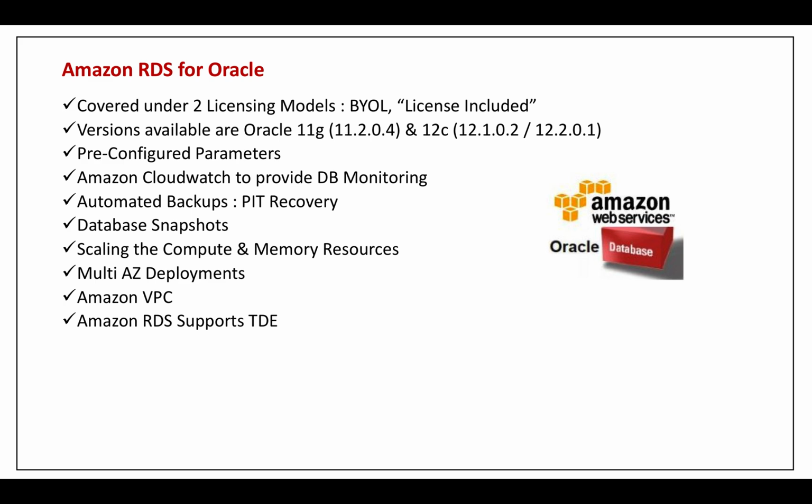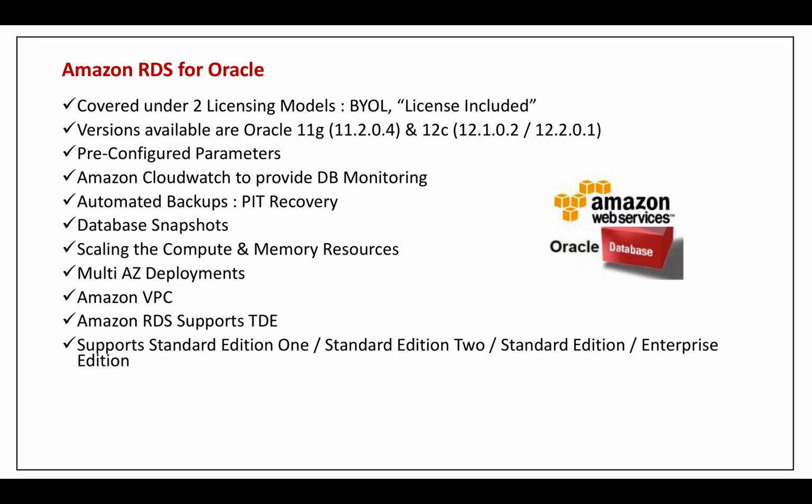Amazon RDS does support encryption, like all the cloud vendors. As you know, there's a war going on between different cloud vendors, so every cloud vendor needs to support encryption because security is of the utmost importance for any cloud. Yes, Amazon RDS supports TDE, transparent data encryption, which is provided by Oracle. It supports these editions: Standard Edition One, Standard Edition Two, Standard Edition, and Enterprise Edition. You might have heard about Standard Edition and Enterprise Edition, but there are two more editions, Standard Edition One and Two. One point where Oracle Cloud differs from Oracle RDS is that Oracle RAC is not supported on Amazon RDS.